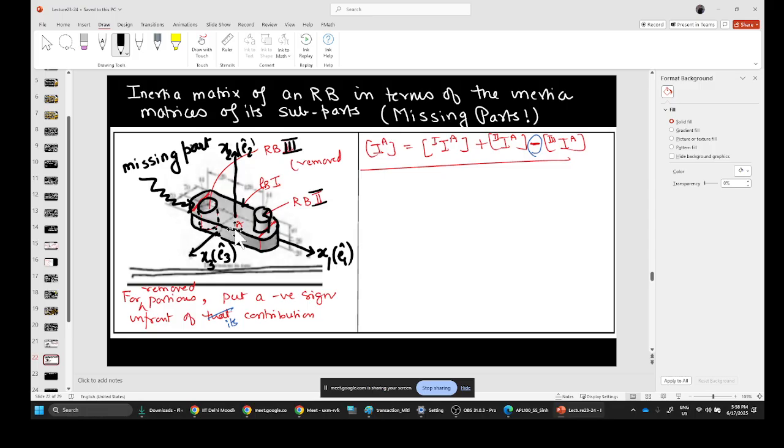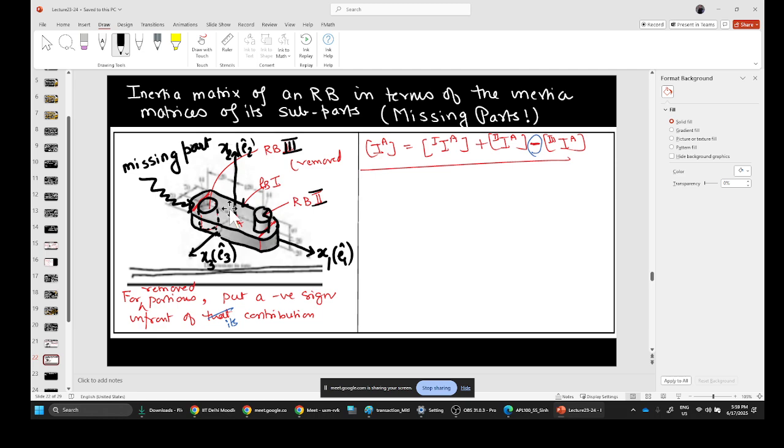Sometimes we have an RB, composite RB, in which one of the parts seem to be missing, like this RB. This composite RB, I am recognizing that there are 3 parts. One is the sort of cuboid here. Second is the cylinder, and third cylinder is missing. It is hollow. Just like center of mass. When we were trying to find center of mass, we said that if there is a missing part, you can put a minus sign and handle that kind of scenario.